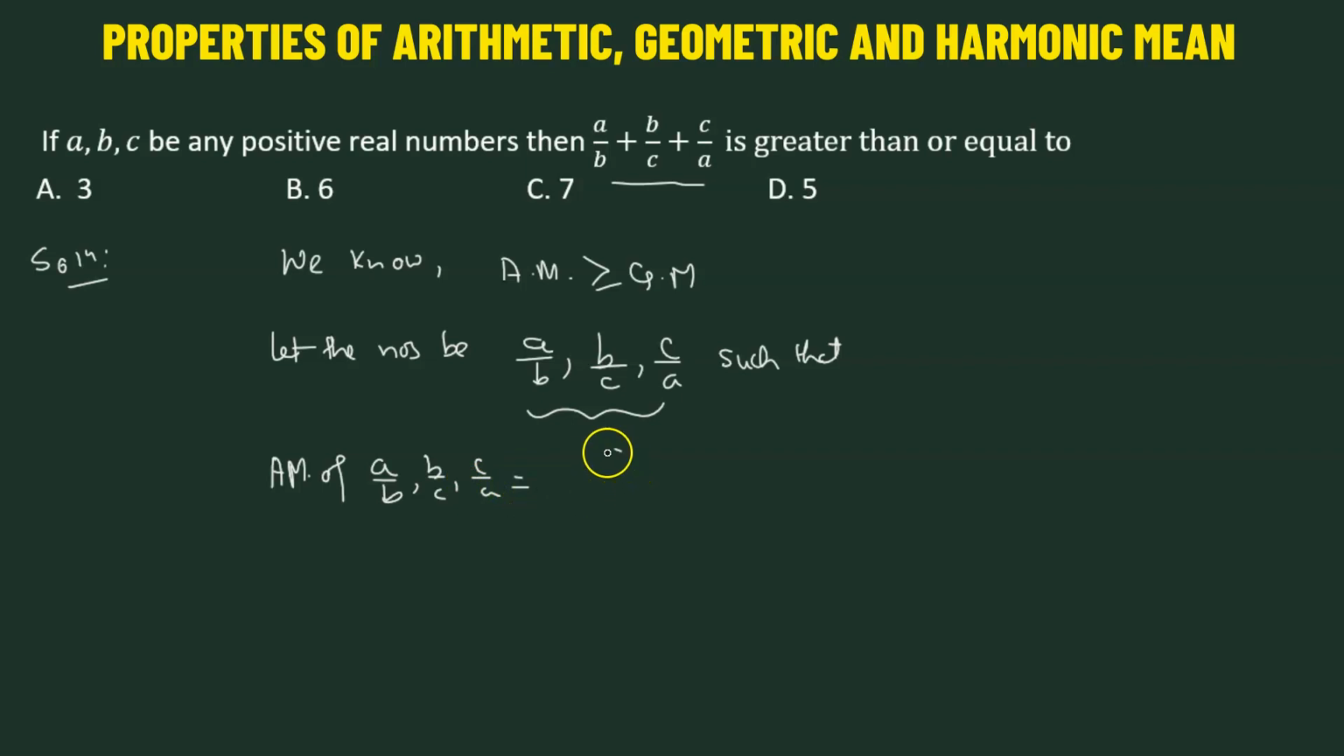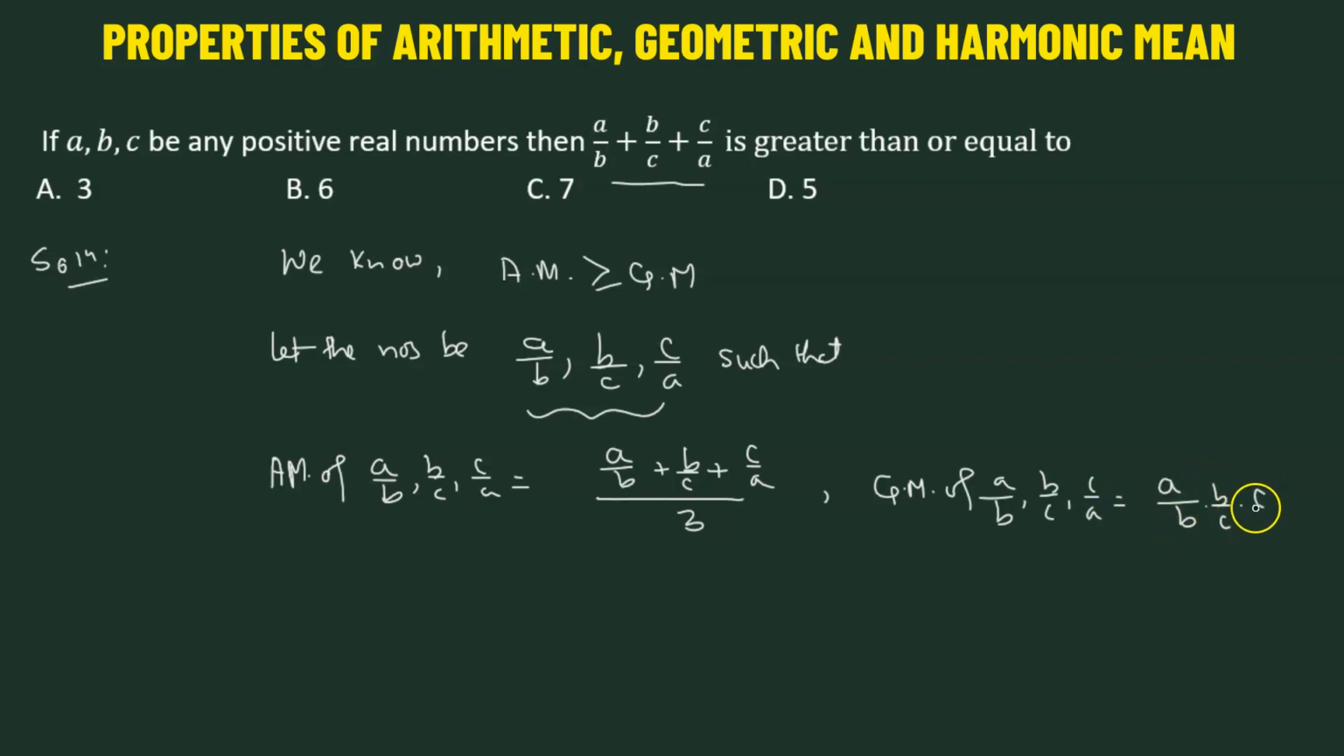that will be given by, all you have to do is take the sum of the three numbers, a over b plus b over c plus c over a, and divide by 3. And if we want to find out the GM of these three numbers, so GM of a over b, comma, b over c, and c over a, that simply equals, we'll take the product of the numbers. So we have a over b times b over c times c over a, and then we'll have to take the cube root. Now clearly a over b times b over c times c over a is going to be 1. So the cube root of 1 is also going to be 1. We're going to consider a positive value.